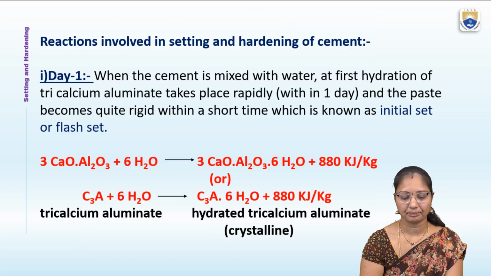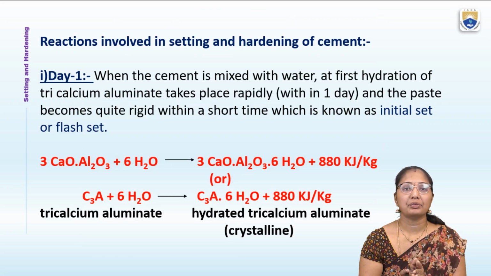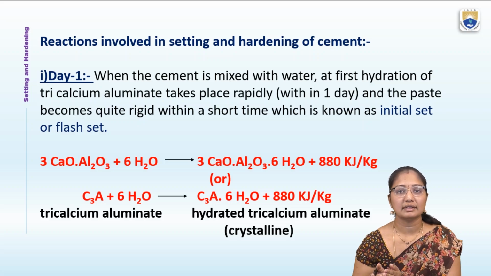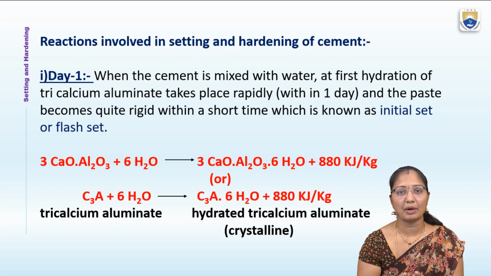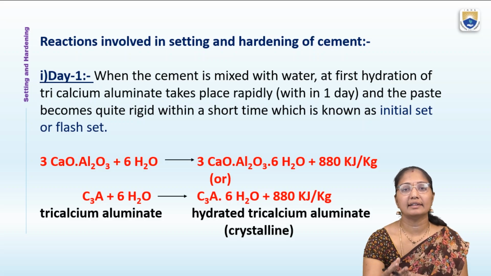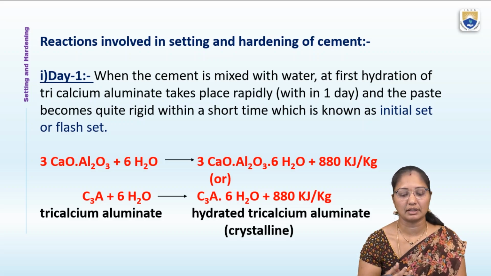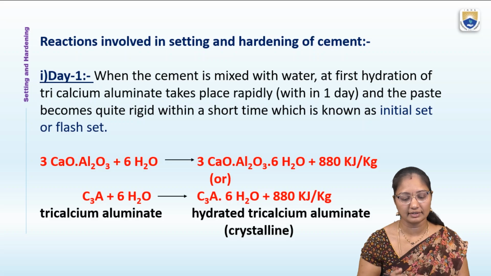So we have known what gel formation is and how gels are formed, like interlocking crystals, and then how they are converted into crystalline form, which gives the strength to the cement. Now we are going to see in detail the reactions involved in setting and hardening of a cement.